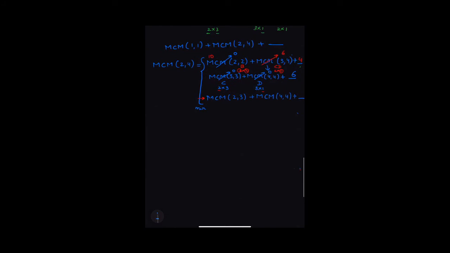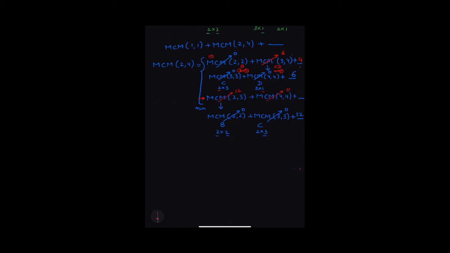For this, we are going to find the value of LCM 2,3, which will be equal to LCM 2,2 plus LCM 3,3 plus some cost. The cost of 2,2 is 0 and 3,3 is 0. Matrix B is of dimension 2 cross 2. Matrix C is of dimension 2 cross 3. So the total multiplication will be 2 into 2 into 3, which is 12. So this will be equal to 12.